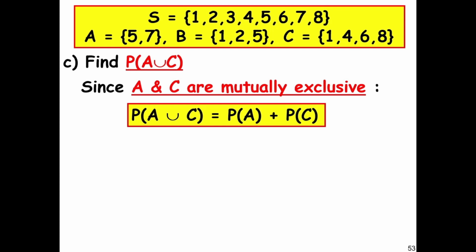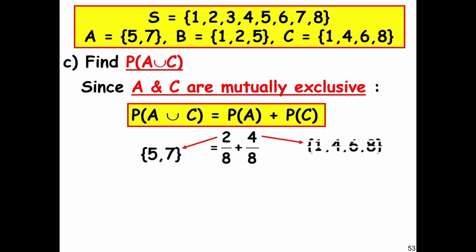Part C. Find the probability of A union C. Since A and C are mutually exclusive, P(A union C) is equal to P(A) plus P(C), where it is actually minus 0. Since P(A intersect C) is 0, we just have P(A) plus P(C). As you can see here, there are two elements in event A, so 2 over sample space 8, plus 4 over 8, because there are 4 elements in set C. Adding up both of them, we get 6 over 8, and simplifying it, we get 3 over 4.